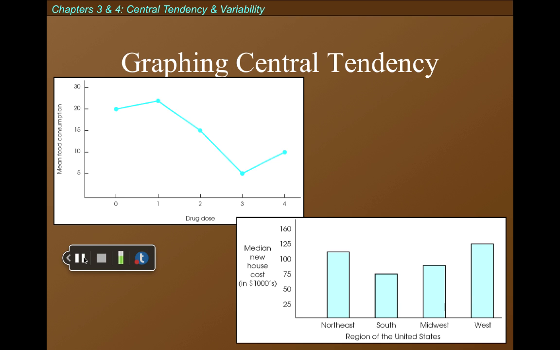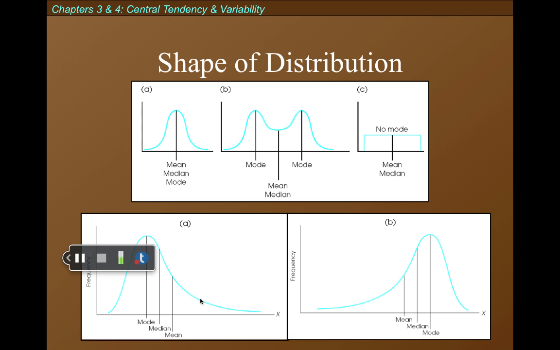Then we have a frequency polygon up at the top, which is another way to show central tendency. Each one of these is just mean food consumption over the course of several different quantities of drug dosage. And then we have shape of distributions.